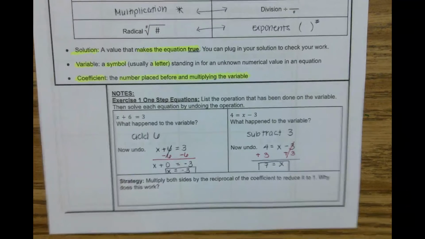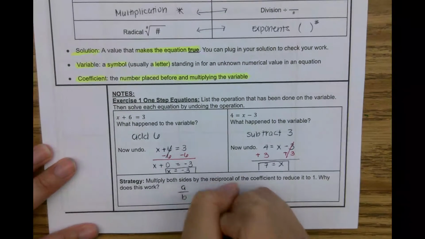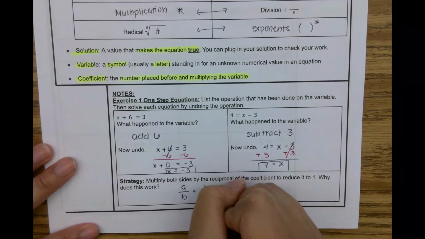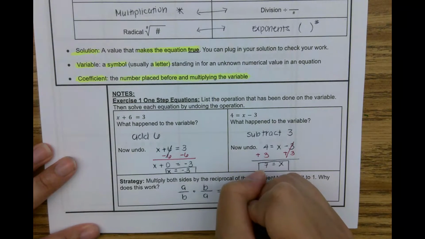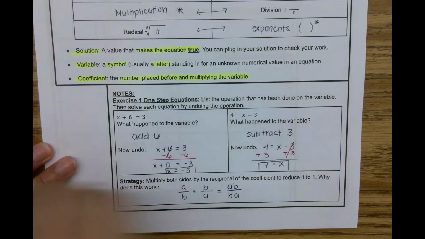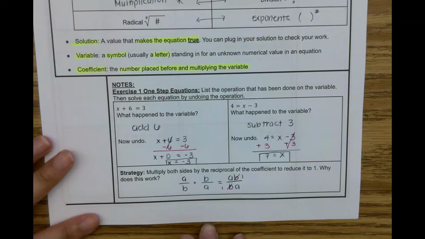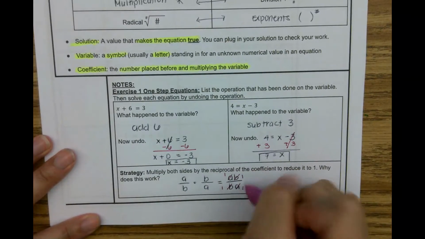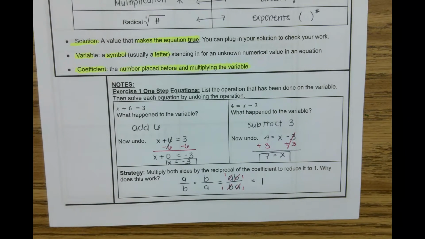So what happens when we have a coefficient, a number before our variable? What we're going to do is multiply both sides by the reciprocal of the coefficient, and it reduces it to 1. And why does this work, right? If we have something like a/b, and we multiply by the reciprocal, which is the flipped version of it, on top a times b is ab, and the bottom is ba. The b and the b divide each other, leaving us with 1, and the a and the a divide each other, leaving us with 1. And so when we multiply by the reciprocal, it reduces it to 1.